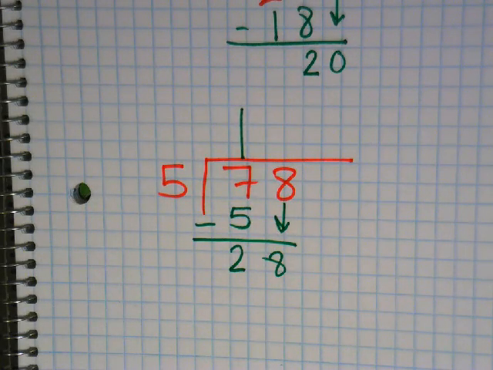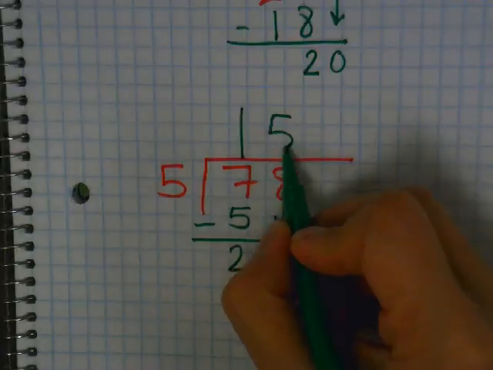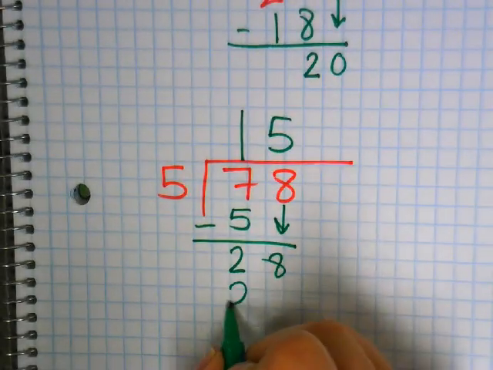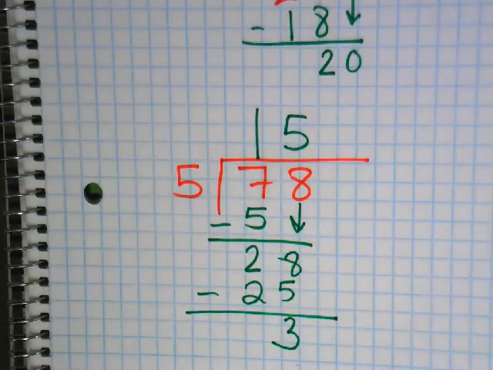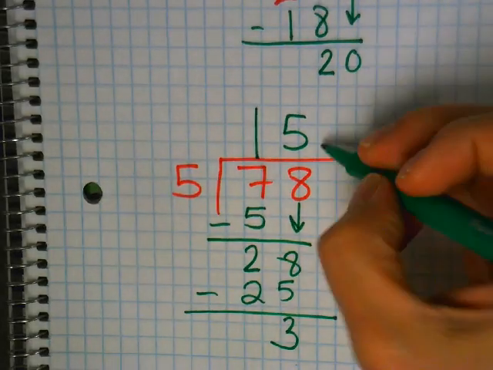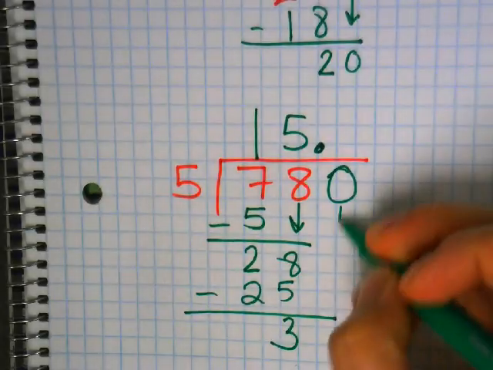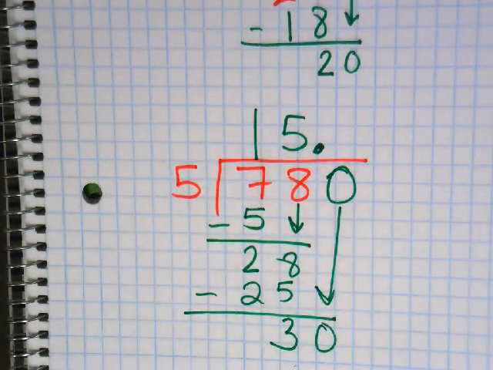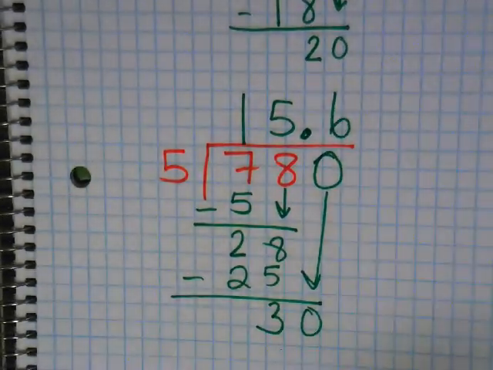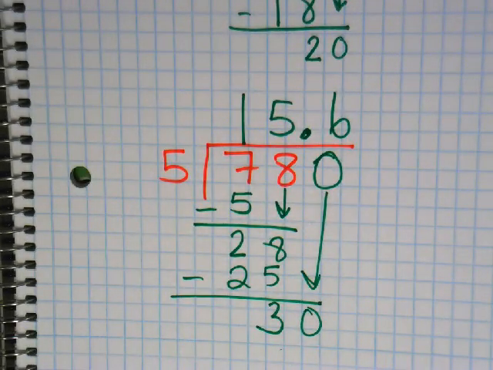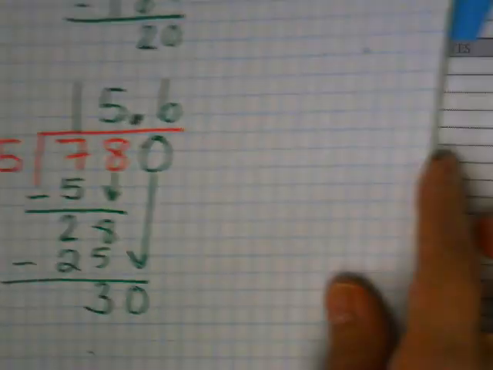5 goes on the top. What's 5 times 5? 25. My remainder is 3. I ran out of numbers. Decimal. 0. Now I got 30. How many times does 5 go into 30? 6. So my answer is 15.6. Good? All right, let's do one more on your own.